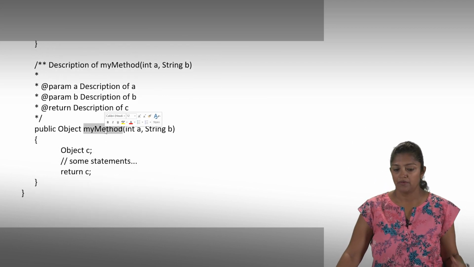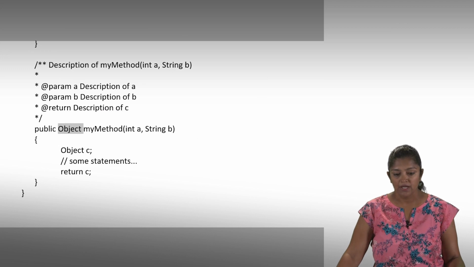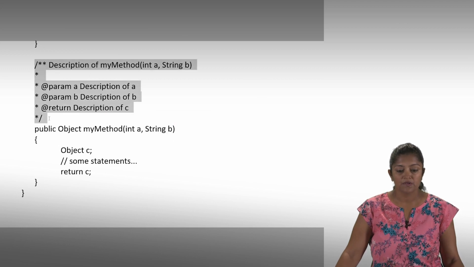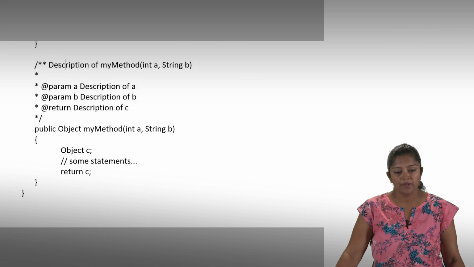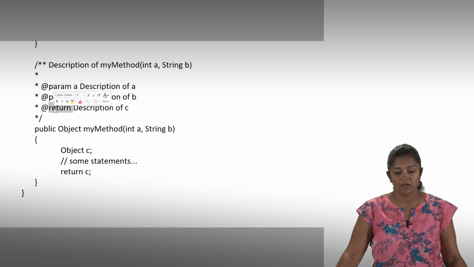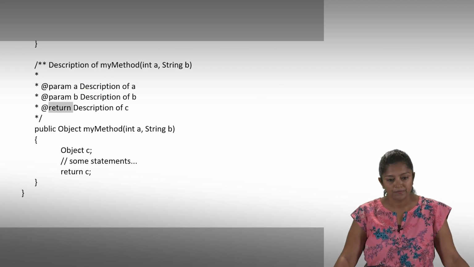Next, we'll look at a method. There is a method called myMethod in this class. It returns an object. It takes in two arguments. The first one is an integer and the second one is a string. Here's the Javadoc block describing the method. There's a brief description, a few sentences about the method itself and its purpose. Then we are specifying the parameters. We have @param a and provide a description of a. Then we have the second parameter b and provide a description of b, and then it has a return type, and we provide a description of what is returned, the result that's returned.